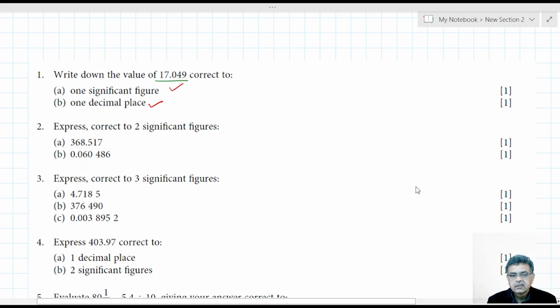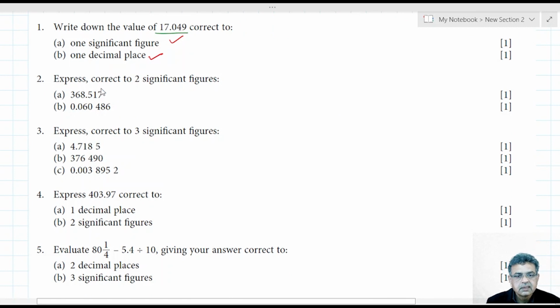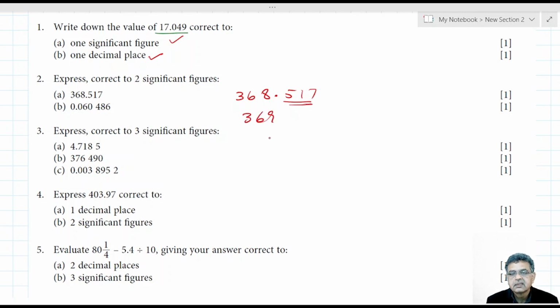Okay, now next question, express correct to two significant figures. Two significant figures, this is 368.517. First of all, we have to round off these decimals, 369. Now correct to two significant figures, it will be rounded off to tens. So that will be 370. This trailing 0 is not significant, so this is two significant figures.